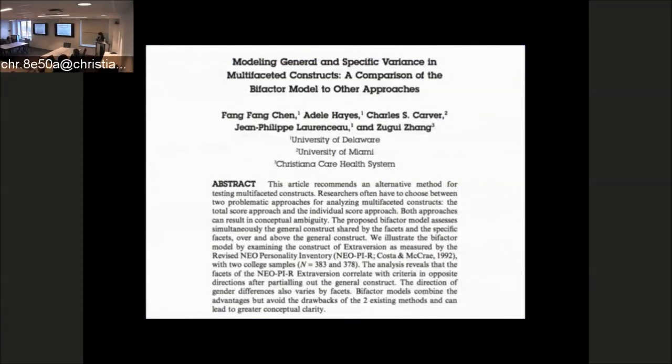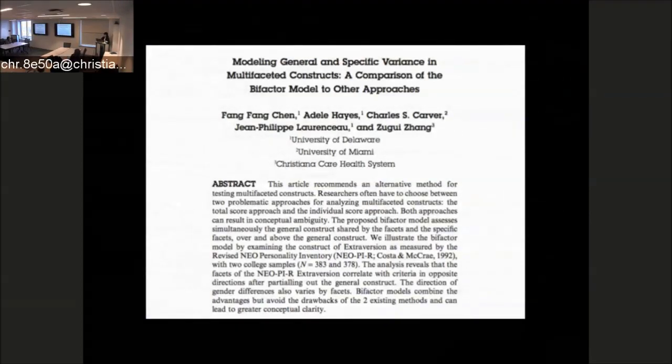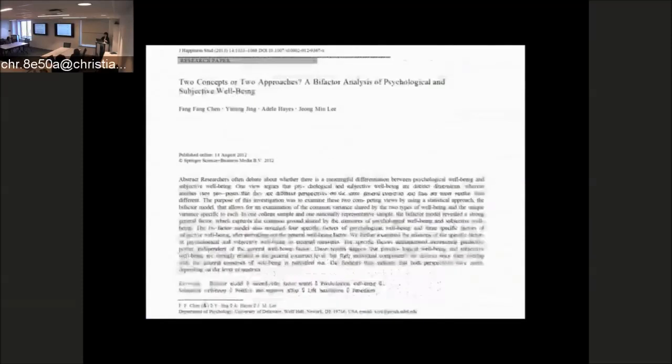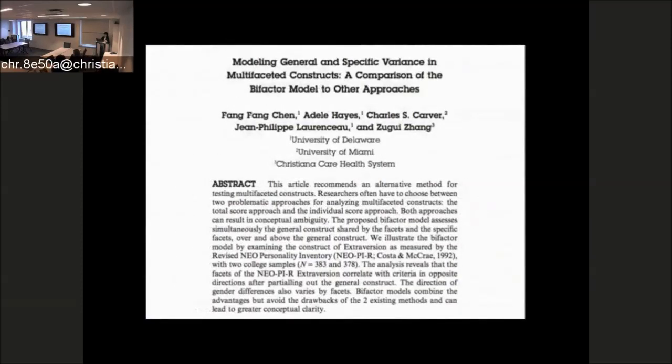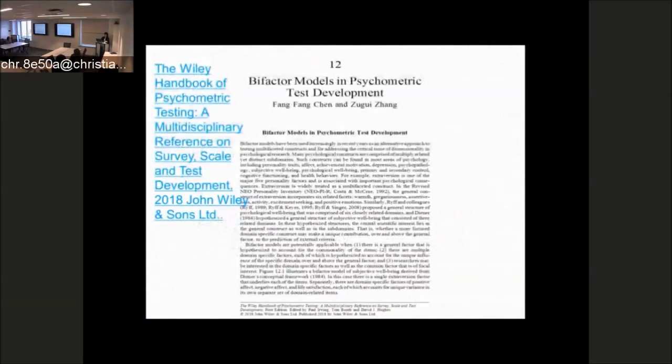I want to introduce a couple of other references too. This is from a 2012 paper with my colleagues, but it has also been widely cited, and this is the paper. Some of the presentation is based on this 2013 paper, and again, this paper has been widely cited too. And we have Zugui and I, we have a new chapter that just came out on bifactor modeling, in fact, in this February.